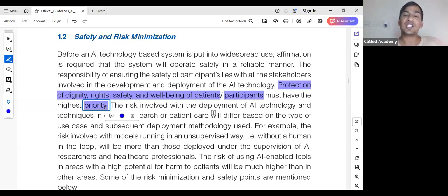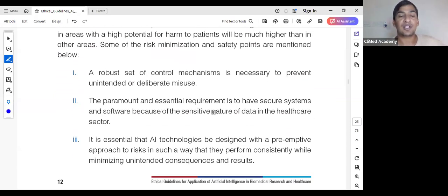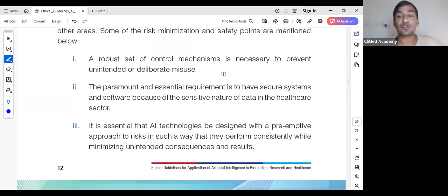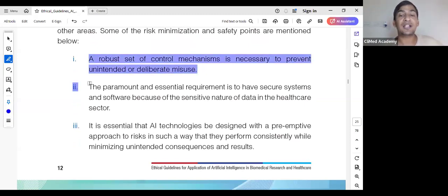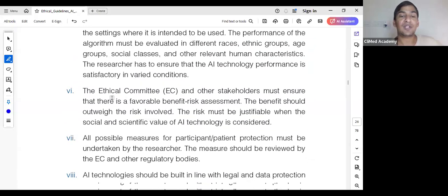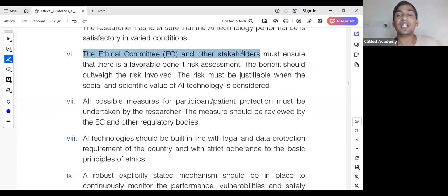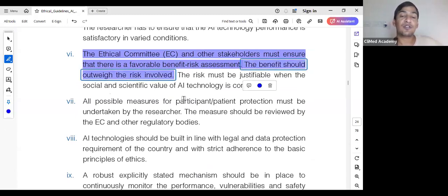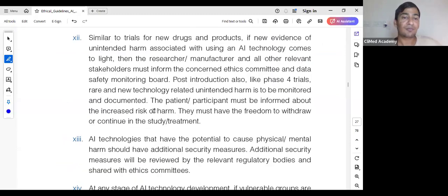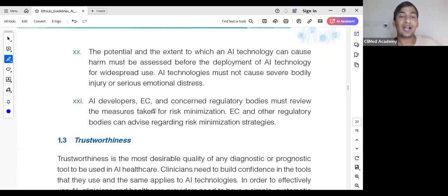So safety and risk minimization is very, very important, right? A robust set of control mechanisms is necessary to prevent unintended or deliberate misuse. The permanent and essential requirement is to have secure systems and software, because of the sensitive nature of data, and we should be very, very careful. The ethical committee and other stakeholders must ensure a favorable benefit-risk assessment. The benefit should outweigh the risk involved, meaning risk to safety and well-being. Correct, guys. So there are all the guidelines.